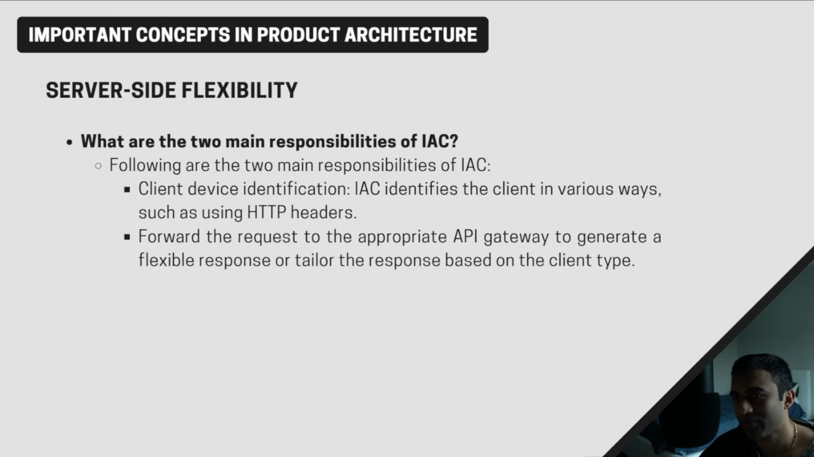What are the two main responsibilities of IAC? Following are the two main responsibilities of IAC. Client device identification. IAC identifies the client in various ways, such as using HTTP headers, and forwards the request to the appropriate API gateway to generate a flexible response or tailor the response based on the client type.